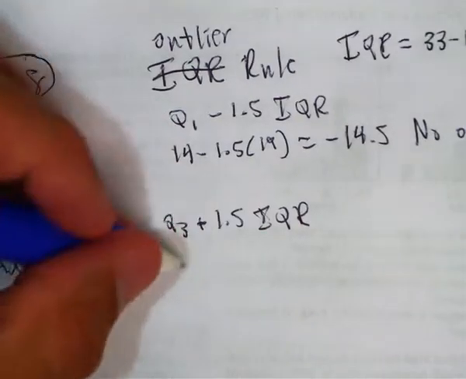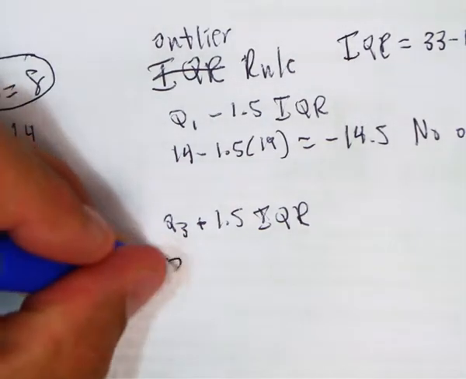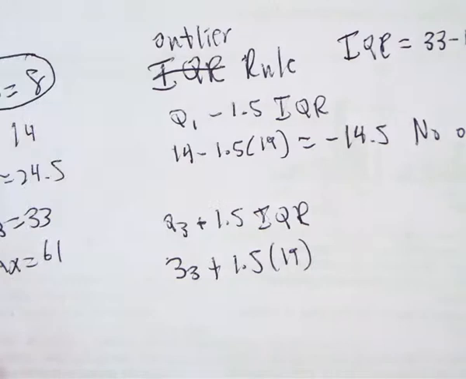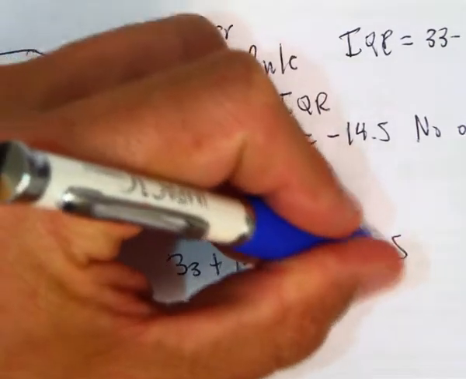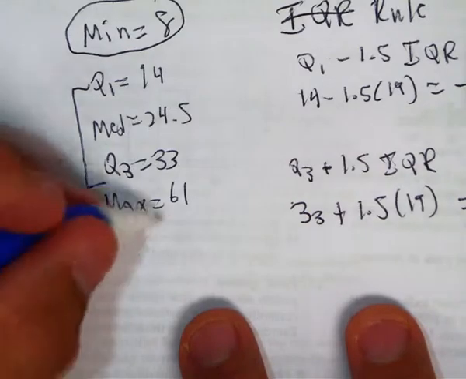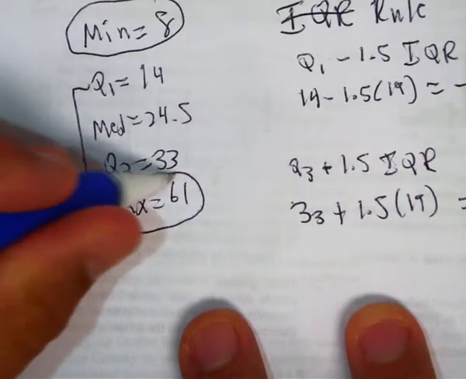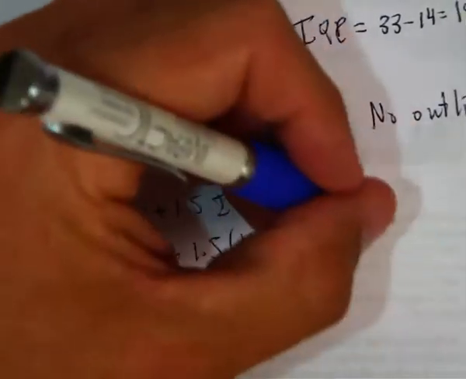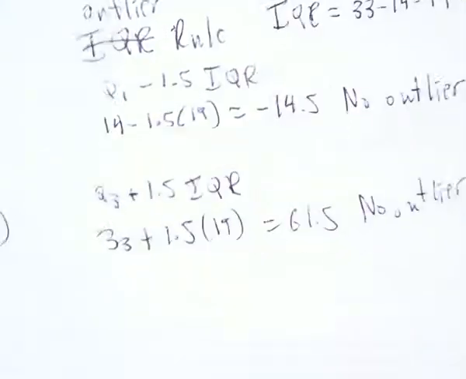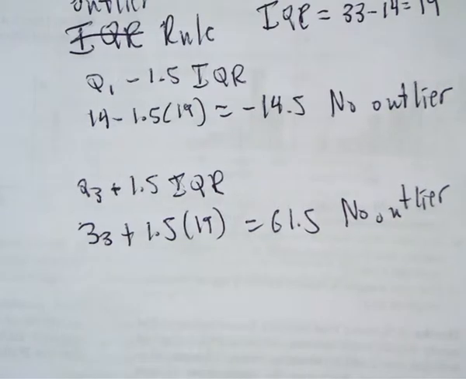And then I do Q3, which is 33, plus 1.5 times 19. If I do that, I get 61.5. Now, our max is 61. So technically, there's not an outlier there either, according to our outlier rule. So there's no outlier according to either one.